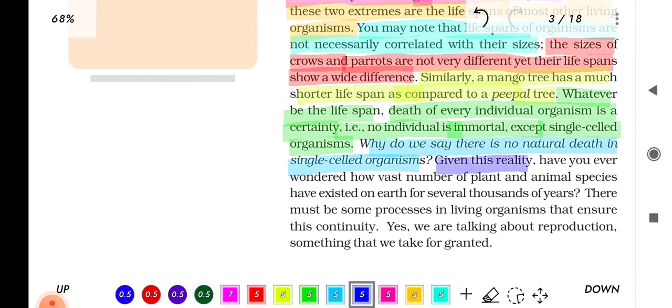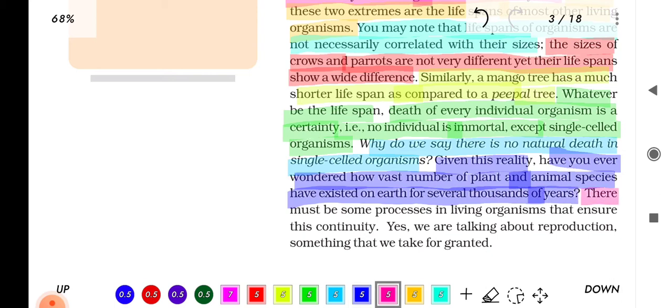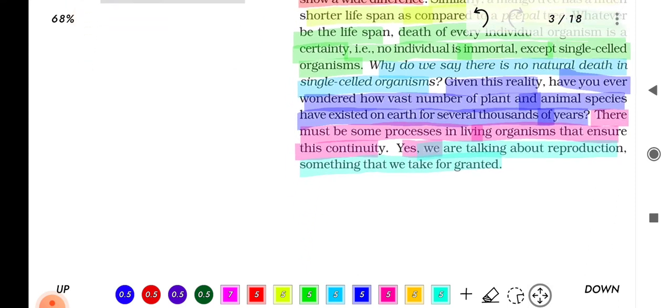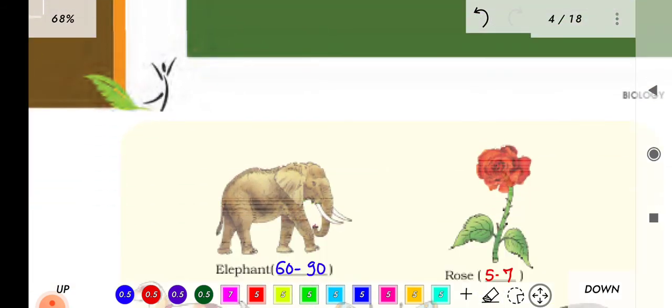Given this reality, have you ever wondered how a vast number of plant and animal species have existed on Earth for several thousands of years? There must be some processes in living organisms that ensure this continuity. Yes, we are talking about reproduction, something that we take for granted. Now, we will see in the next slide the approximate lifespan of some organisms.